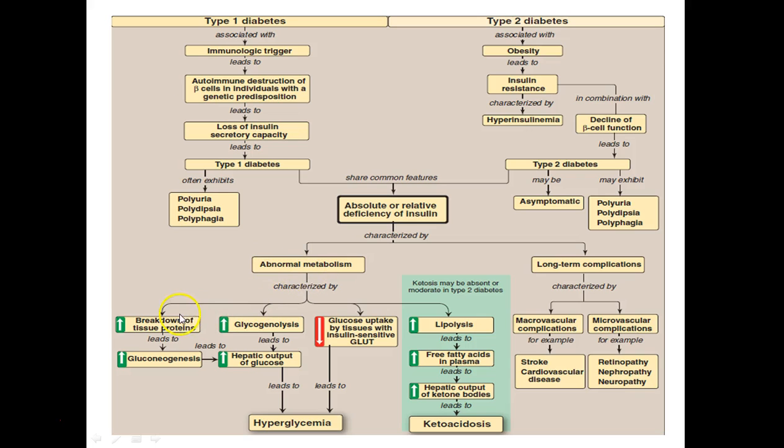If you look into the details, increased breakdown of tissue proteins leads to increased gluconeogenesis. Hepatic output of glucose is increased, glycogenolysis, and this would lead to hyperglycemia. And there is another rationale: glucose uptake by tissues is insulin sensitive. So when insulin is not there, it will again lead to hyperglycemia because glucose will not be taken into the tissues. Regarding ketosis, it may be absent or present, or moderate in type 2 diabetes. Increased lipolysis, free fatty acids are increased, hepatic output of ketone bodies is increased, which would lead to ketoacidosis.